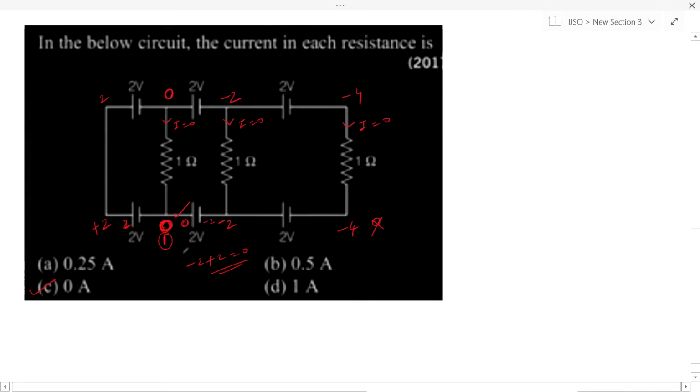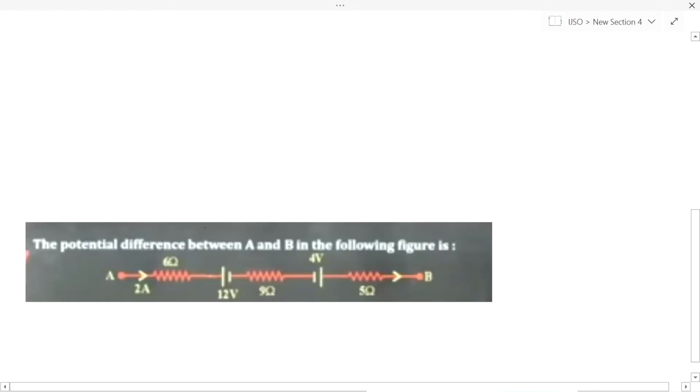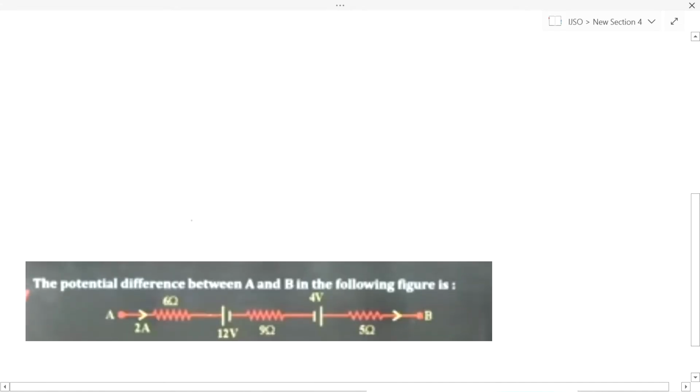So let's jump to the next one. Okay, first we'll do this one. Find in the circuit shown, the current through the 25-volt cell is. So you have to calculate this.